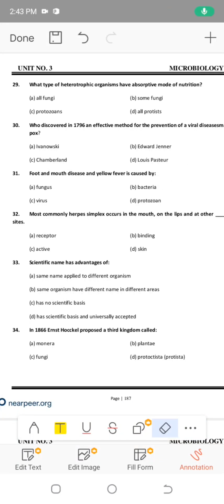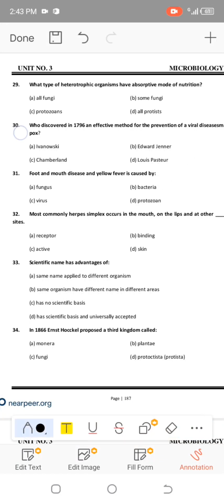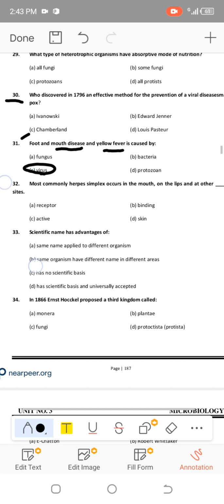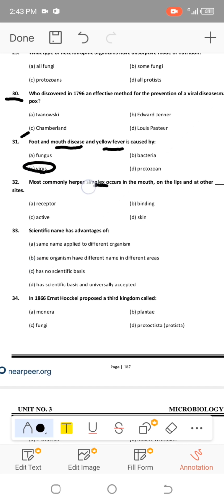As in the last video, we have done till MCQs 30, so we are going with 31 MCQs here today. The 31 MCQs we have: foot and mouth disease and yellow fever are caused by a virus. Second most common, herpes simplex is the virus caused in the mouth, on the lips and other skin parts. Okay, mouth, lips and skin.